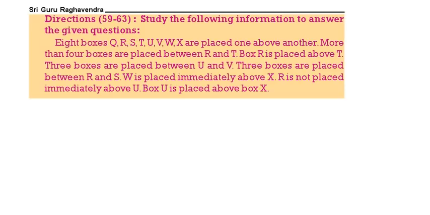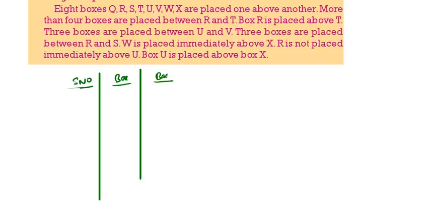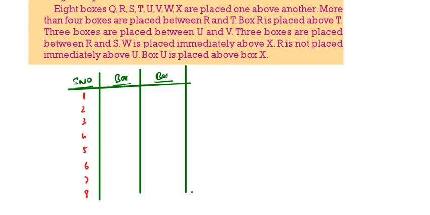Now this is the puzzle. Totally 8 boxes. Serial number and box. This is serial number. This is box. We will do in 2 possibilities. Eight boxes. 1, 2, 3, 4, 5, 6, 7, 8. Totally 8 boxes are there.